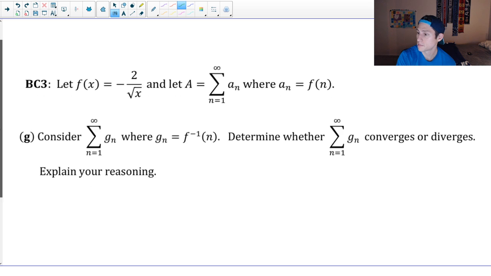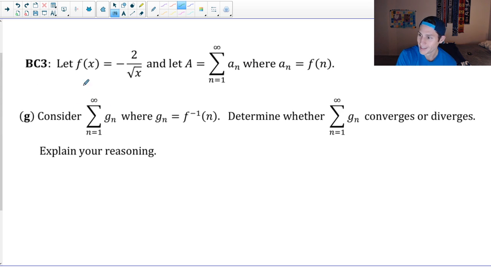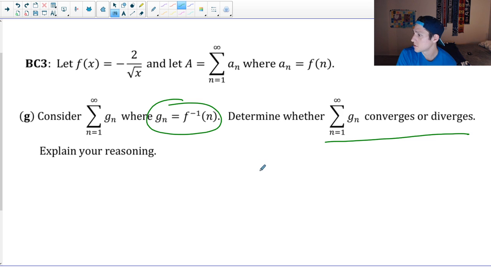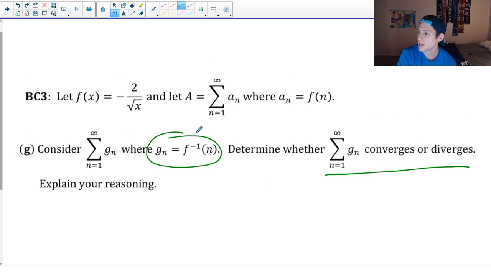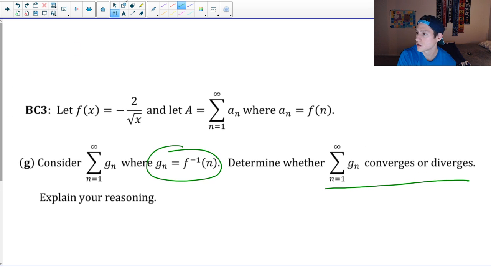Okay, G. Consider g of g_n, where g_n is f inverse. Oh, that's interesting. Determine whether the series from 1 to infinity of g_n converges or diverges. All right, so first we need to figure out what the inverse of f is. You guys remember how to find inverses?